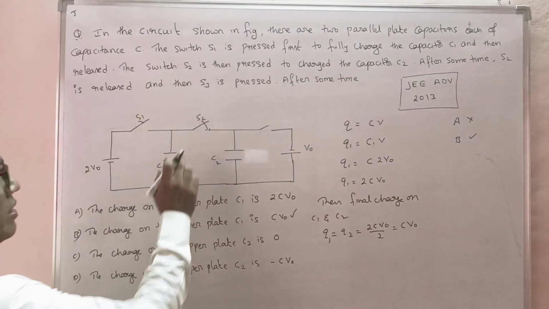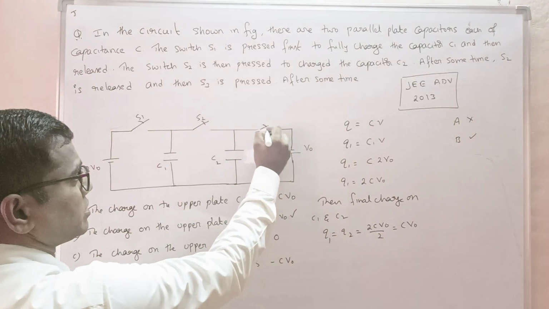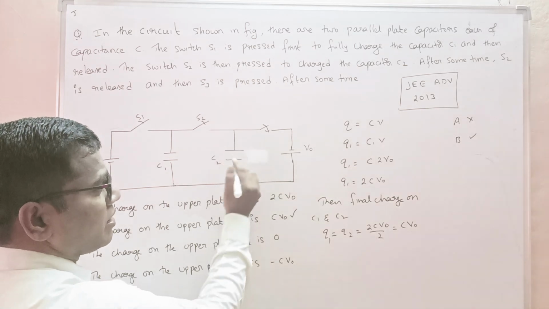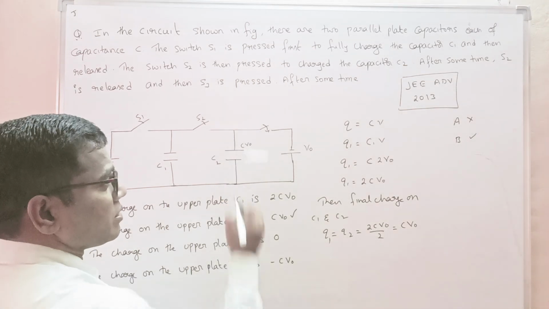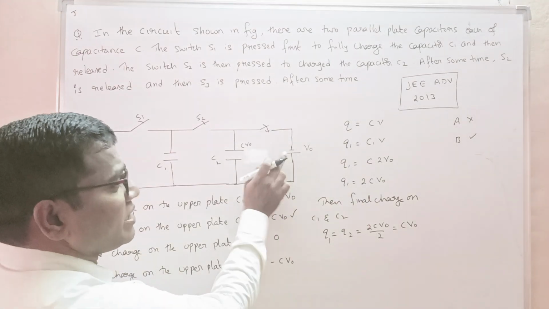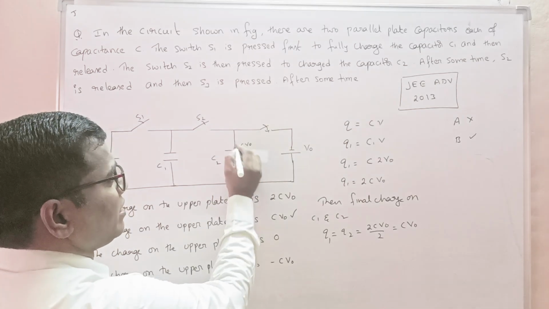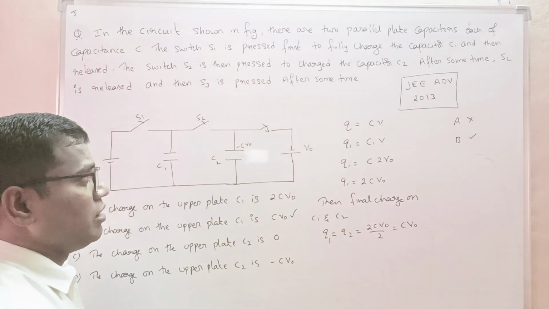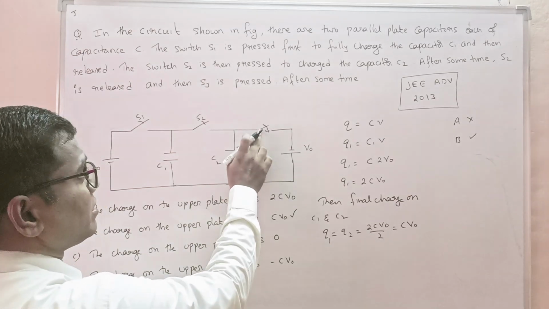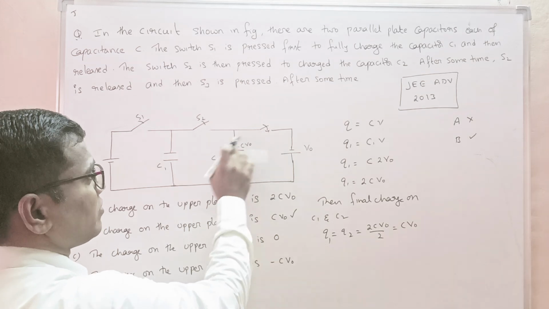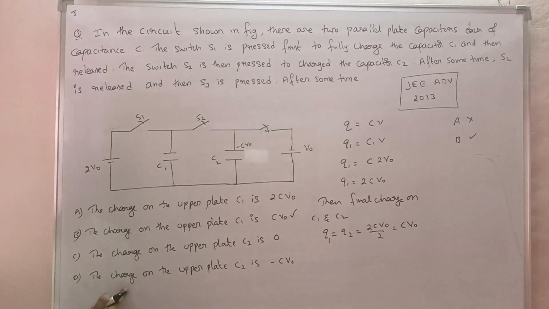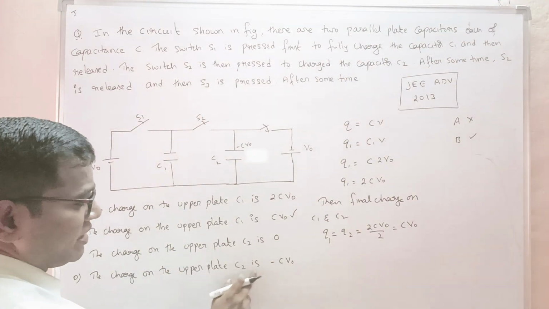And now what did we do? This one is also opened and now S3 is closed. At the time of closing, the charge on the upper plate is CV0, and here V0 is supplied, so the negative charge will be generated here. Finally, when S3 is closed, the charge on the upper plate of the capacitor C2 becomes minus CV0.